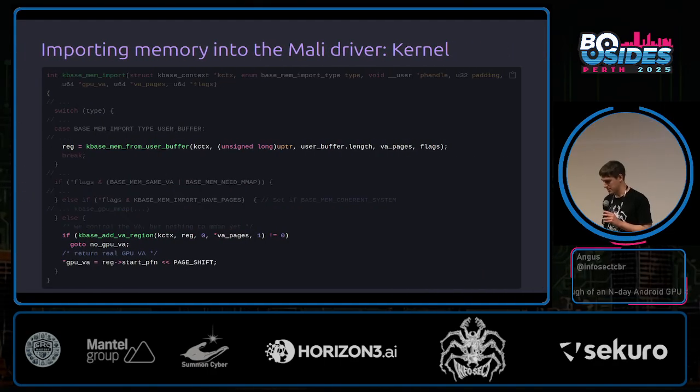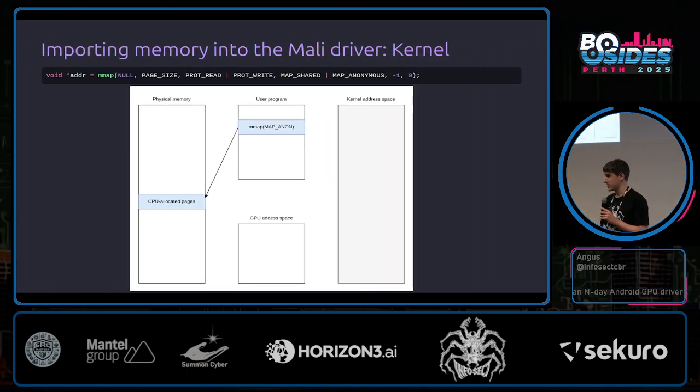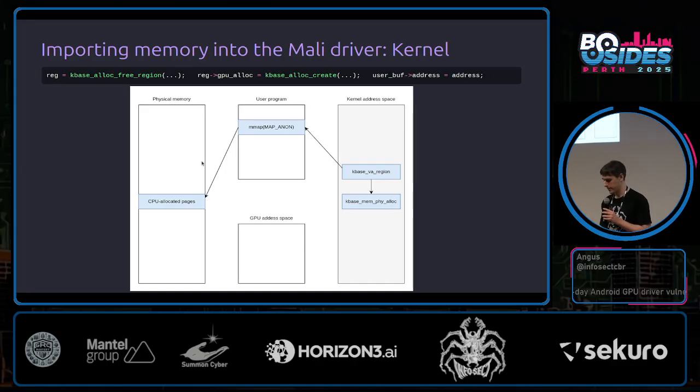So after getUserPages is called, we return from our mem from user buffer function here, and then it actually adds that virtual address region to the GPU. Now, as I said, this is all a bit confusing, so let's look at the diagram. So say the user already had some memory that they've mapped in and touched. They call the import ioctl, which is going to create the virtual address region struct and the physical allocation struct.